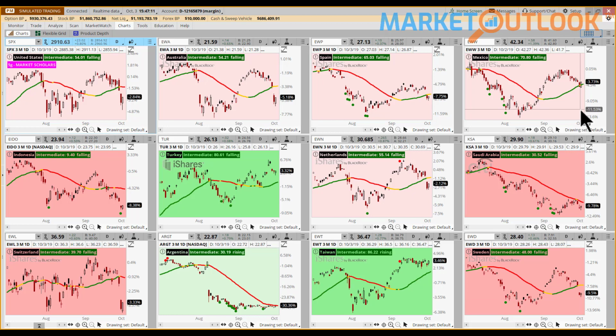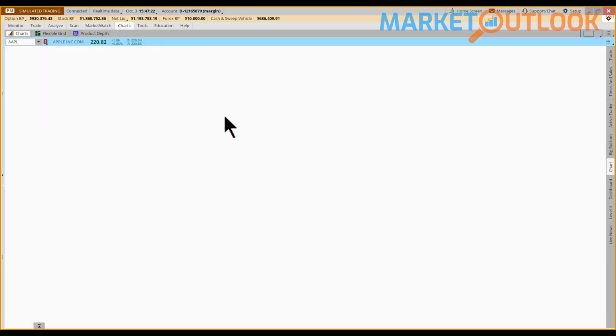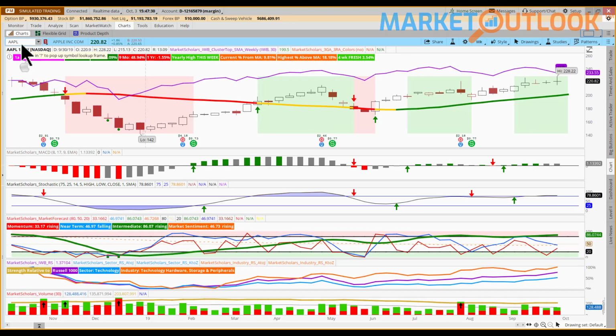All right, so then that brings us to our trade application example for today. For that, let's first start with chart 1A, a trend trading chart, and I wanted to pull up a stock in the real estate space. As I mentioned before, real estate has been reasonably strong.